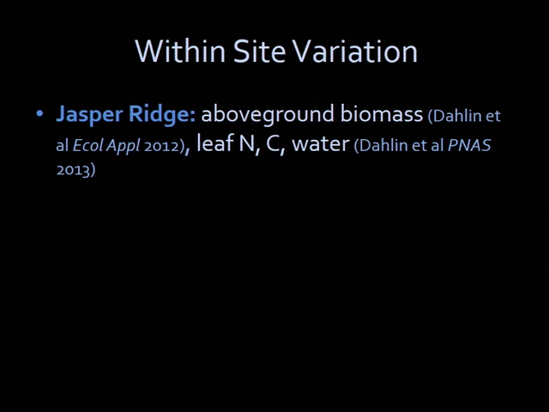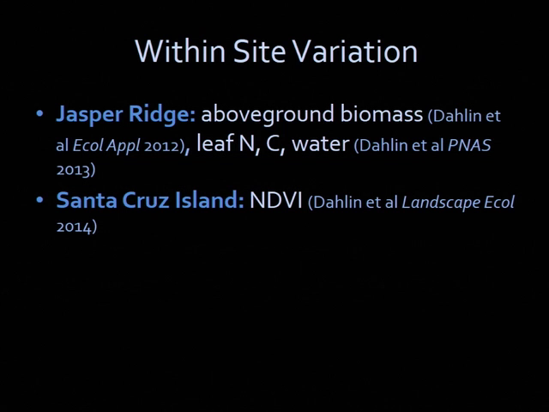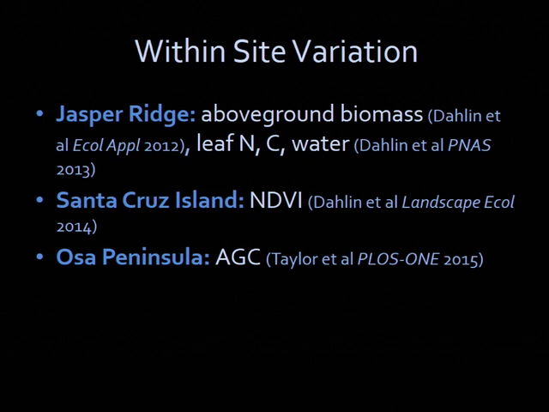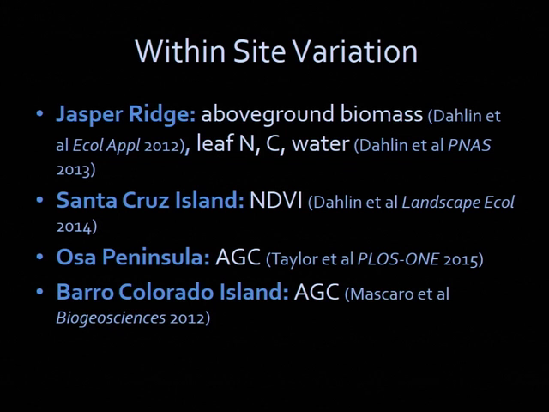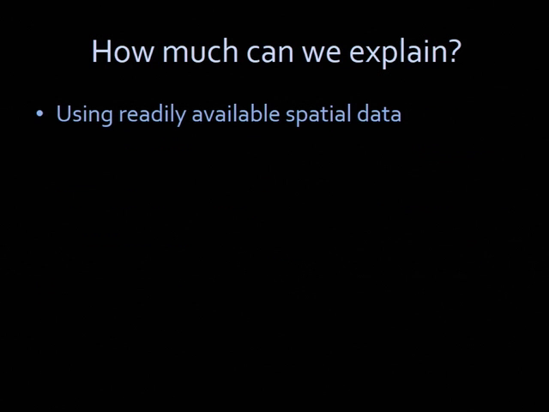I'm just going to briefly touch on other projects where we've done the same idea, trying to associate NDVI, which you don't need to know what that is. If you don't, it's just a measure of plant greenness for remote sensing, and look how that varies across the landscape, Santa Cruz Island. On the Osa Peninsula, I worked on a project using essentially the same approach, but looking at above ground carbon that Phil Taylor led. And then on Barro Colorado Island, again, we looked at above ground carbon. All of these studies were looking at different patterns, but generally the idea is how much of that variation can we explain using readily available spatial data? So stuff that we can figure out, not stuff that we have to make up or do too much derivation to get.